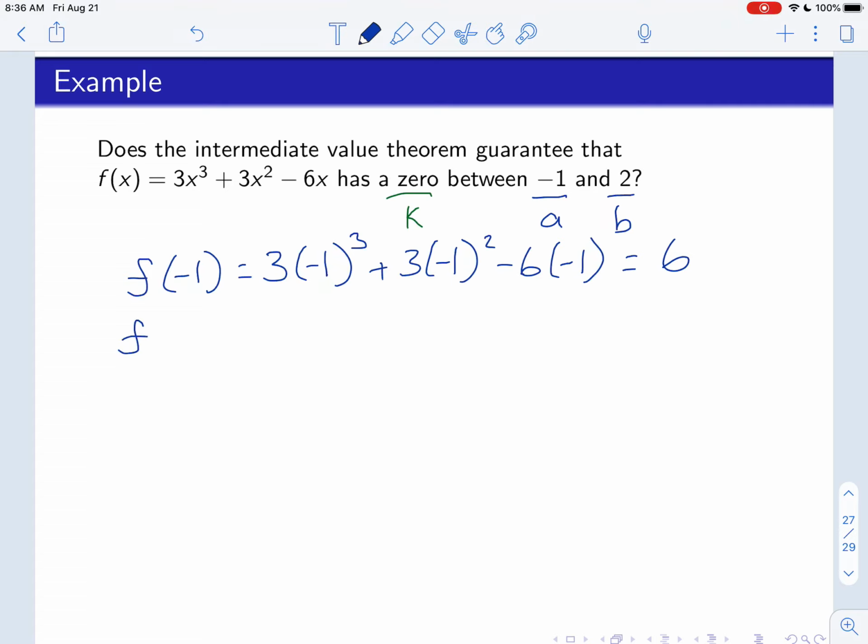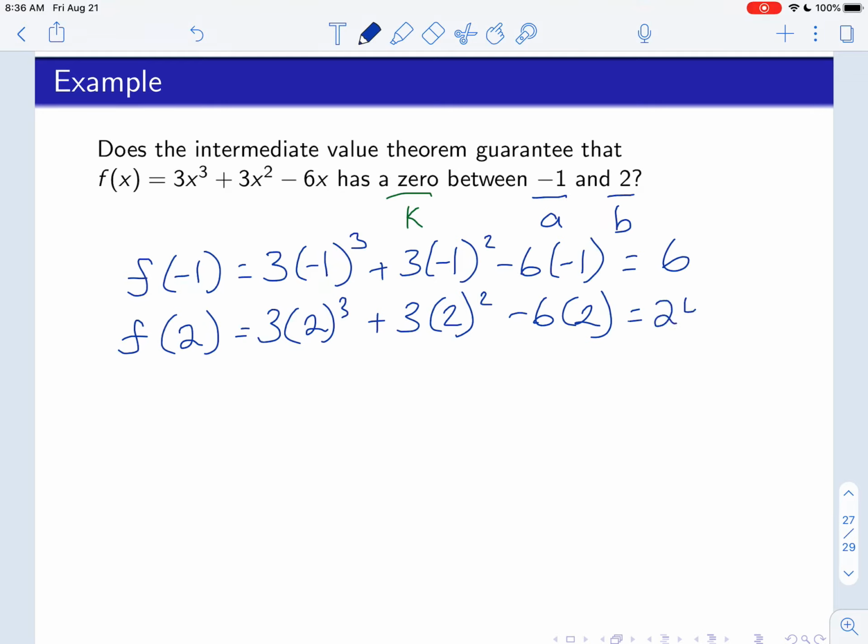And I need to know what's the y value that goes with 2, so I'm going to plug in 2. So 3 times 2 to the third plus 3 times 2 squared minus 6 times 2. And I put all of that in my calculator, and I get 24.